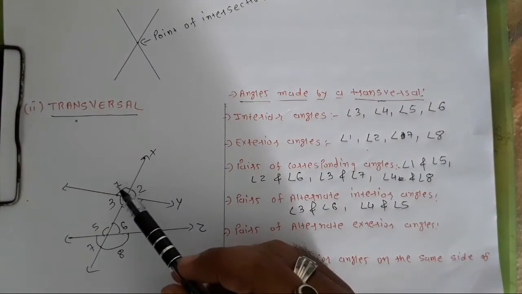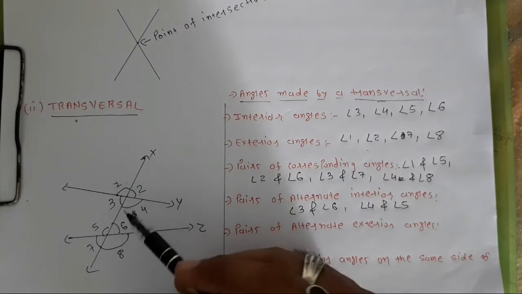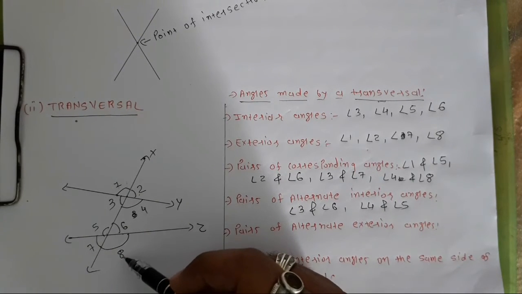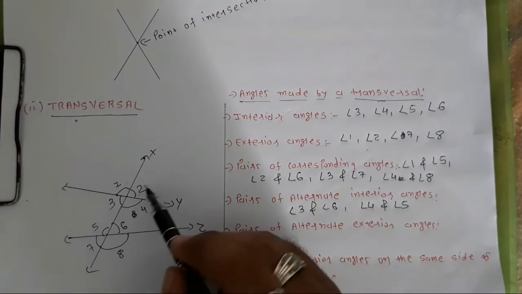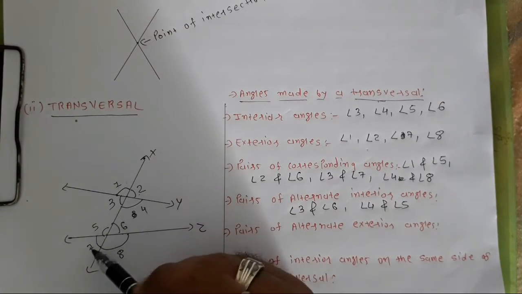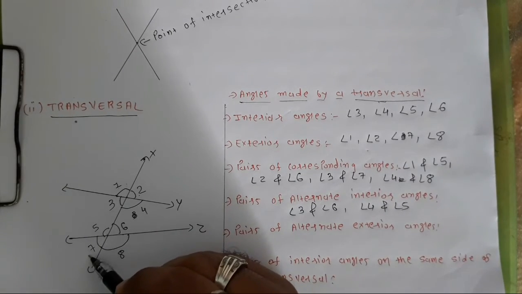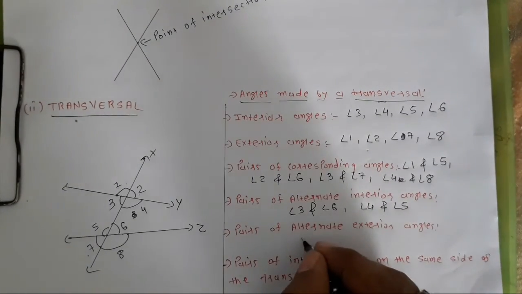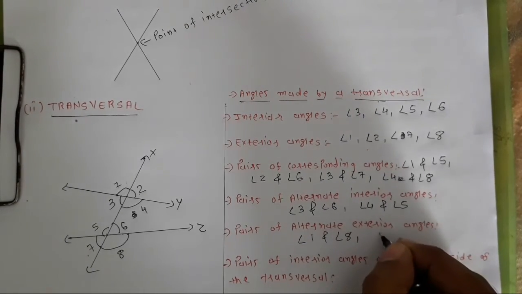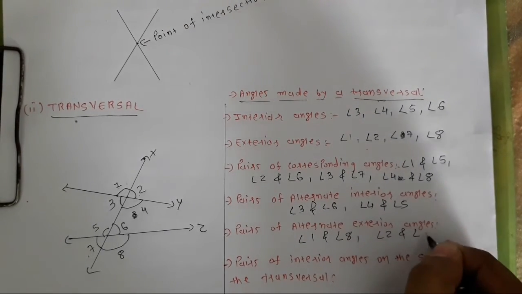Now pairs of alternate exterior angles. Angle 1 is an exterior angle, and its alternate or opposite exterior angle is angle 8. Similarly, angle 2 is an exterior angle, and its alternate or opposite angle is angle 7. So here we may write angle 1 and angle 8, and angle 2 and angle 7.